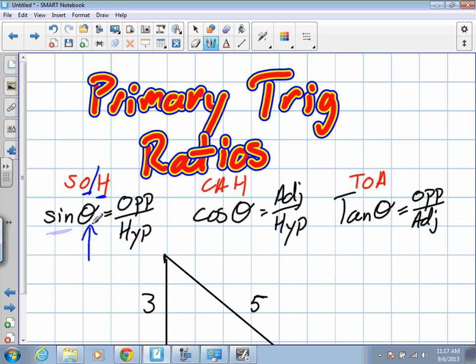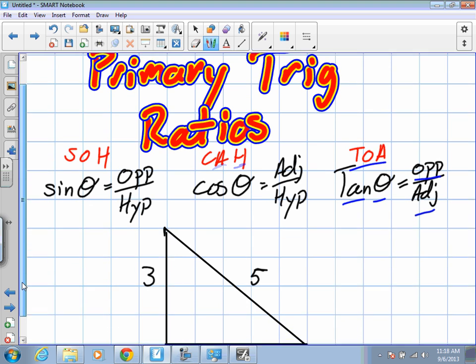But don't forget there's an angle involved. Really what it means is sine theta is equal to the opposite over the hypotenuse. That's not part of the SOH CAH TOA. They don't talk about the angle in between. So you have to keep that in mind. CAH stands for cosine. Cosine theta is equal to the adjacent over the hypotenuse. And the TOA, tan theta is equal to the opposite over the adjacent.